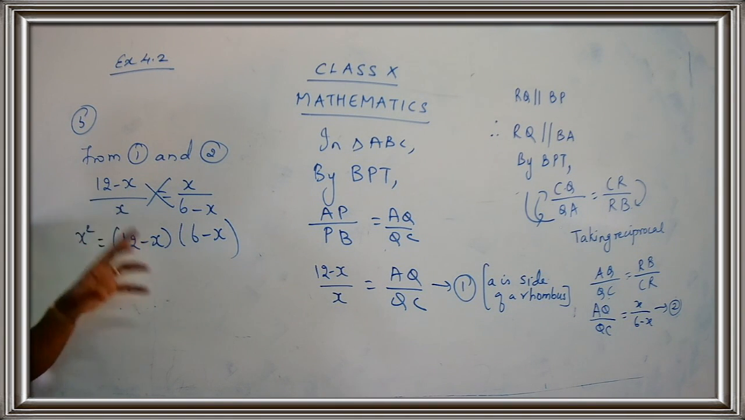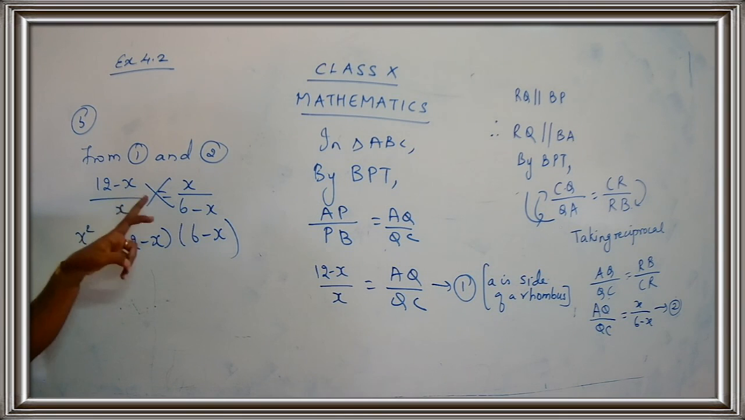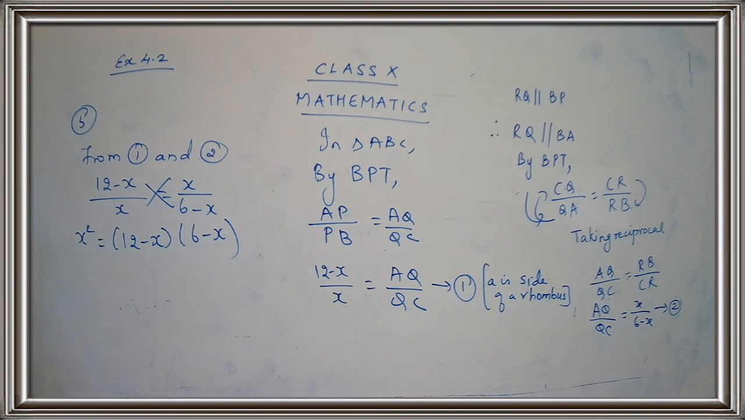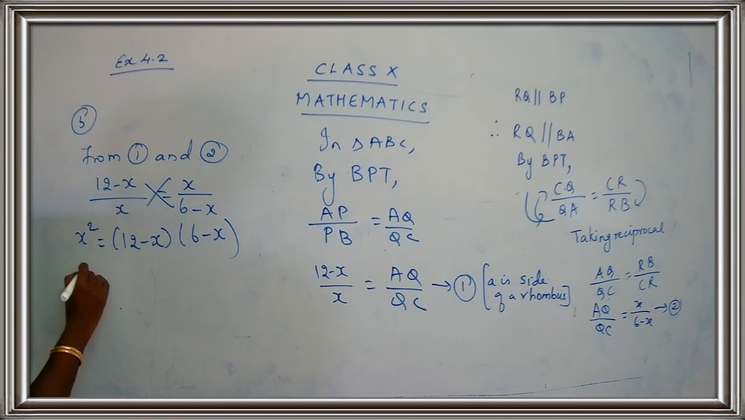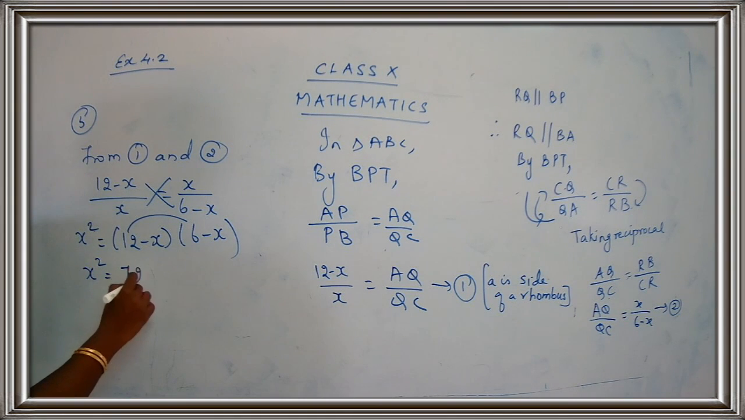We are just going to go very slow, children. This is an important thing here. You may have a 5-mark question from here or a 2-mark question from here, so you have to be very careful. You cannot skip any part. I'm explaining the sums once or twice so you understand the concept clearly. So from 1 and 2 I get (12 minus X) upon X is equal to X upon (6 minus X). When I do the cross multiplication, I get X into X, which is X square. And this is (12 minus X) into (6 minus X).